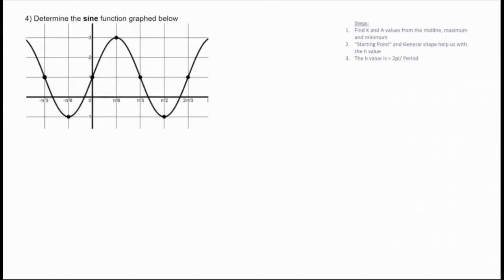Here we're asked to determine the function graphed below, which we are told is a sine function. First thing I'm going to do is find the k and the a values by looking at the midline, maximum, and minimum. Looks like the midline here is at 1, so that's easy enough. It tells me that the k value is equal to 1.